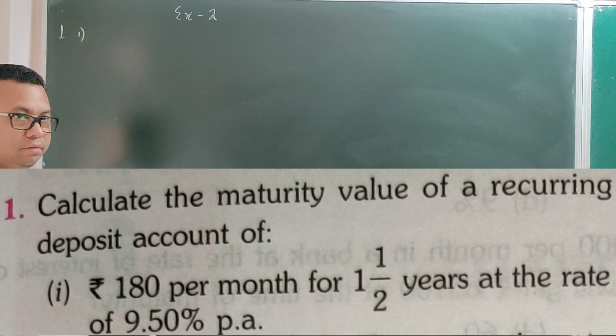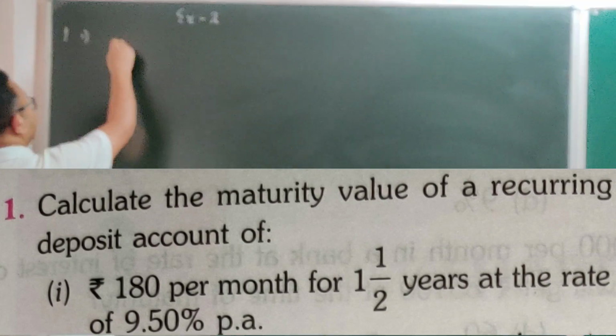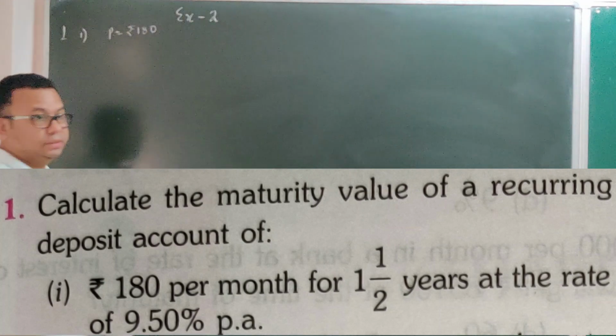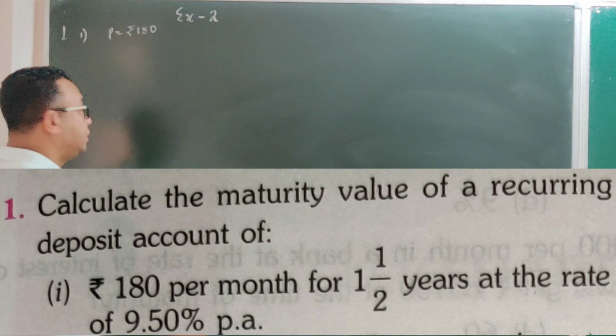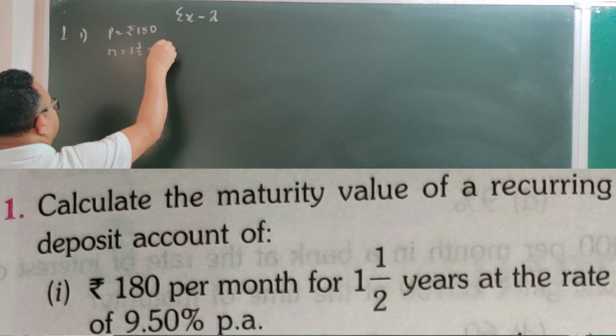Okay, what is given to us in the question? Let me write. 180 rupees per month means that is what he is depositing every month, so I'll take this as 180 rupees. Then time is given as 1.5 years. And yes, you have to be very, very careful with time.